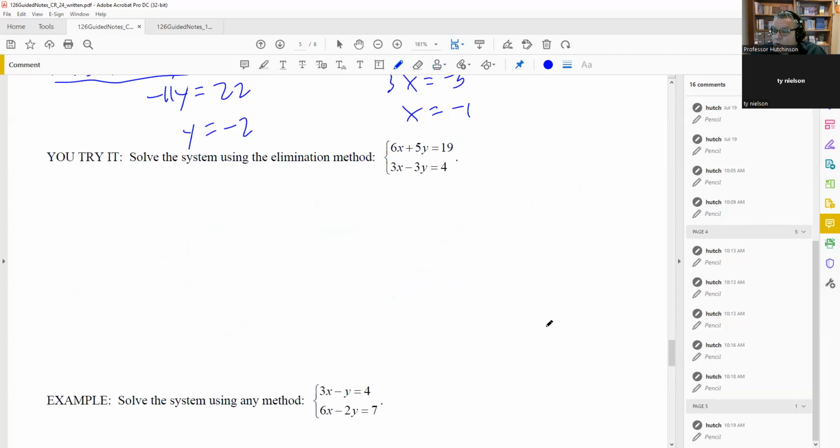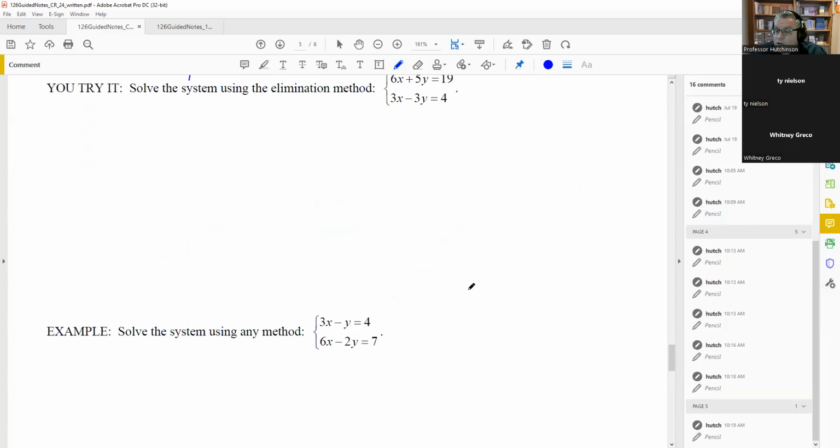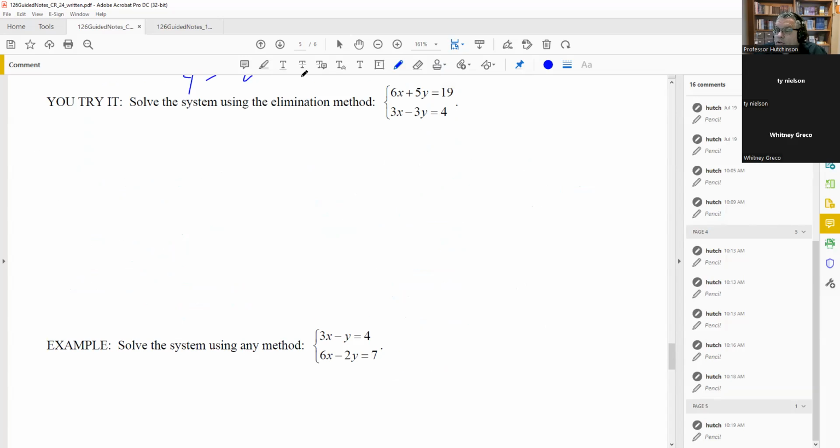All right, let's do another one, a couple more here. This one says solve using elimination, so again, we're using the elimination method here. And the next one will give us a choice of which method to use.